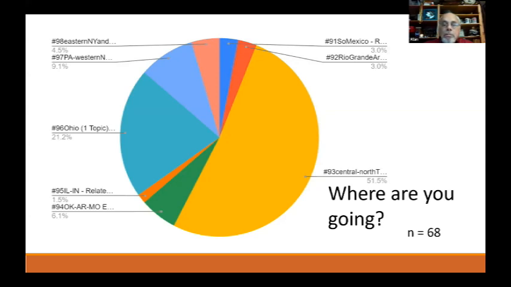Then when you go to the area of San Antonio and north up through Dallas, about half of the people are planning to go to that area where the climatology deteriorates quite a bit, but it's still pretty good. A few people going to Oklahoma, Arkansas, Missouri. Very few seem to be going to Illinois, Indiana. The weather's pretty bad in there, climatology. Ohio is sort of the next most popular, with about 1/5 of the people going there.